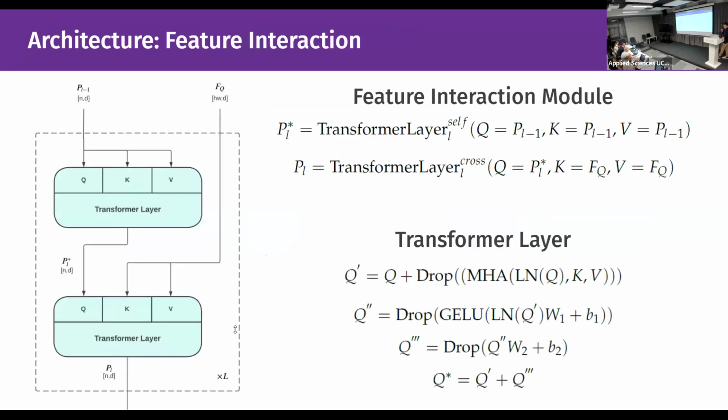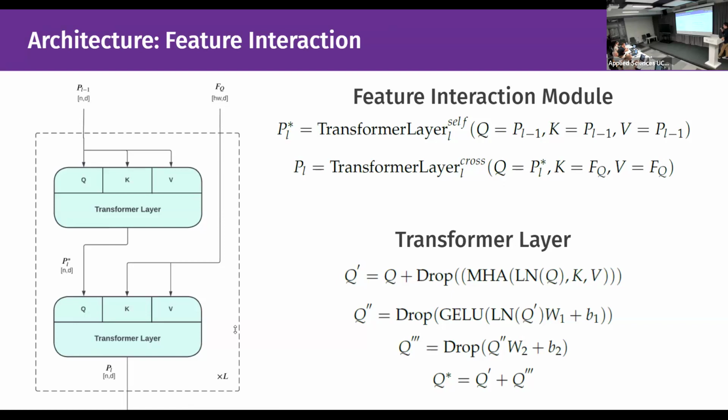And as I said before, the feature interaction module generalizes and specifically tunes the prototypes to the image features. It does so by alternating a sequence of self and cross-attention layers.